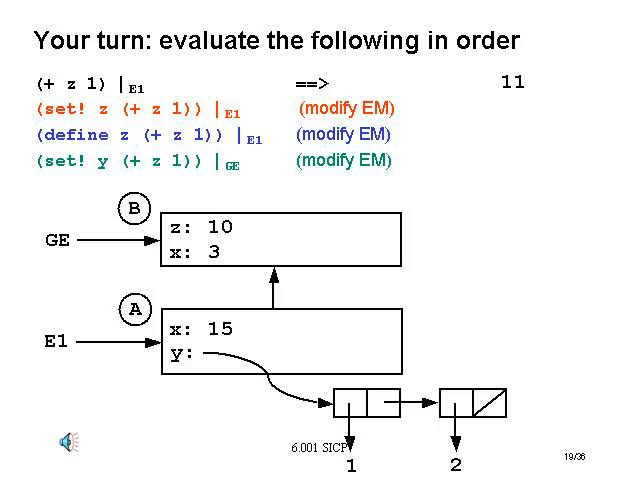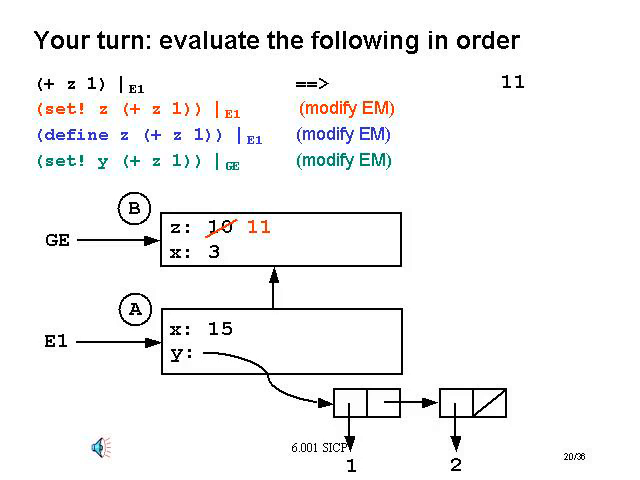Well, the first one's straightforward, but let's do it very carefully. Evaluating this expression with respect to E1 says, get the value of z, which we start in E1, and move up the frame until we find a binding, which happens to be 10. Get the value of 1, which of course is 1, and then add them together to return the value 11.